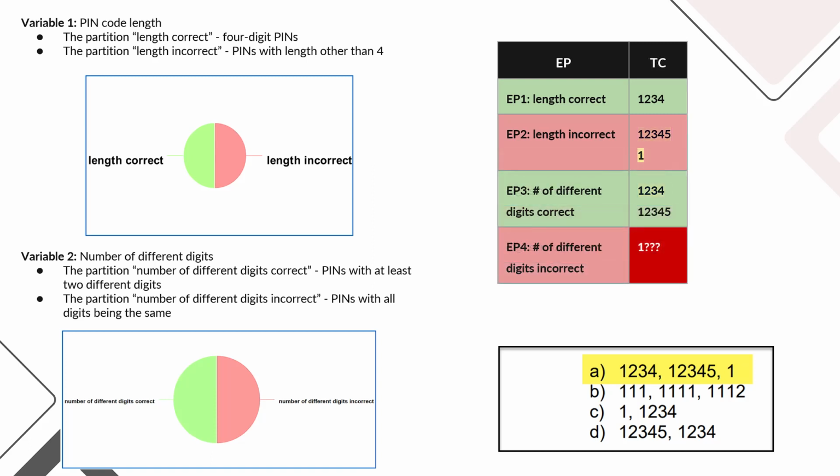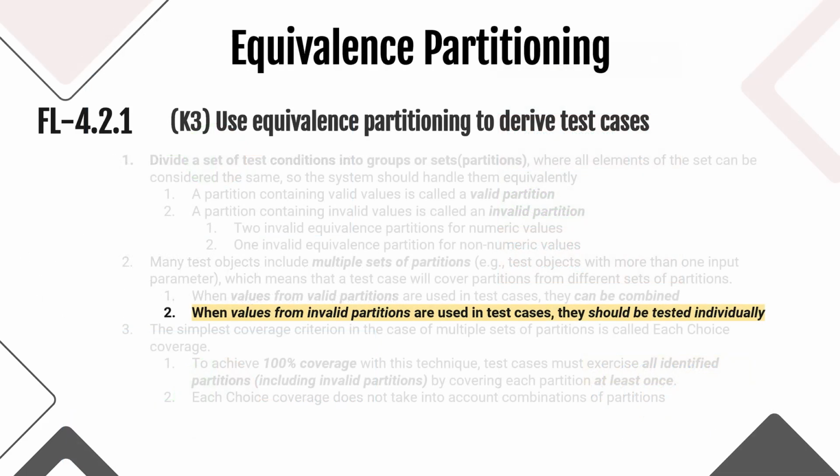Number of different digits incorrect, and we have the third test with only 1 digit, 1, which is also designed to confuse us, because the invalid partition means that the value pins should be with all digits the same. Since we only have 1 digit, it's hard to say if that fits the definition of all digits being the same. However, according to the explanation of the correct answers, ISTQB handles this as a valid test for an invalid partition. In fact, we think it's a bad test according to ISTQB theory.